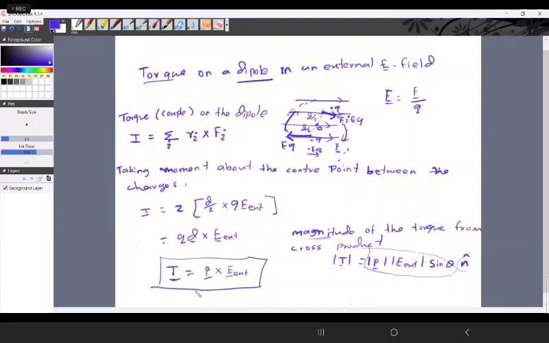So write down under this, there is only a couple, not a translational force, only the couple. So that means no translational force. Okay, so this is the way to find the torque with the external electric field.